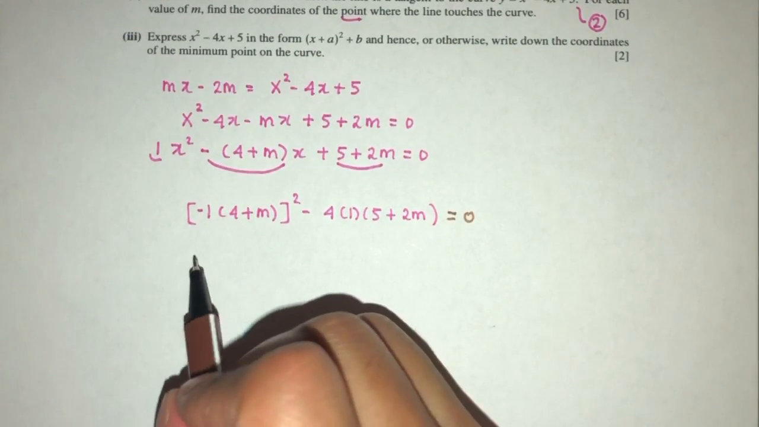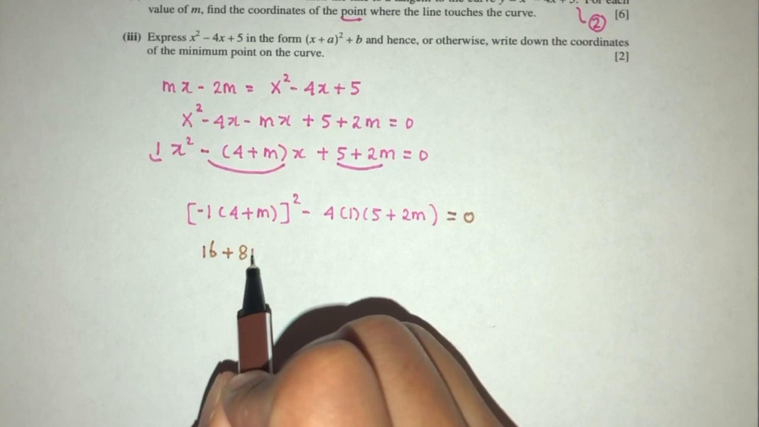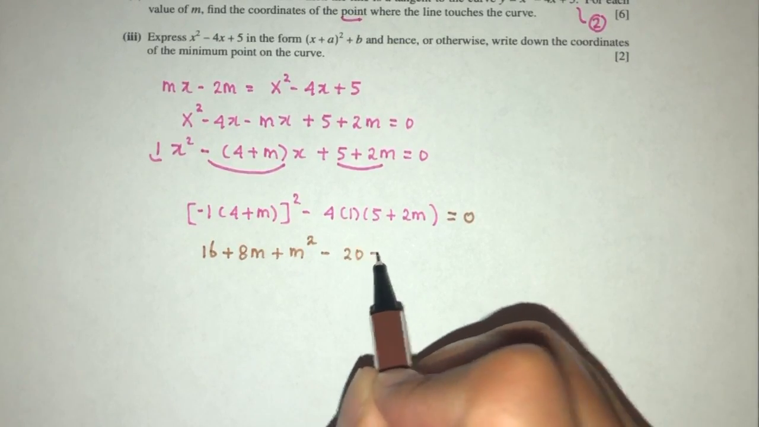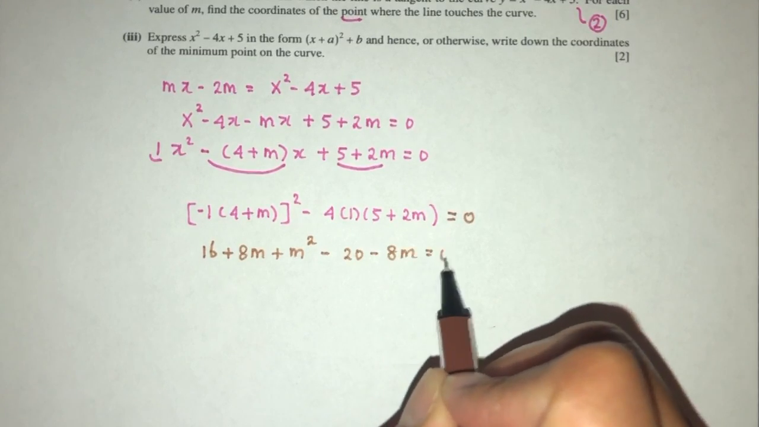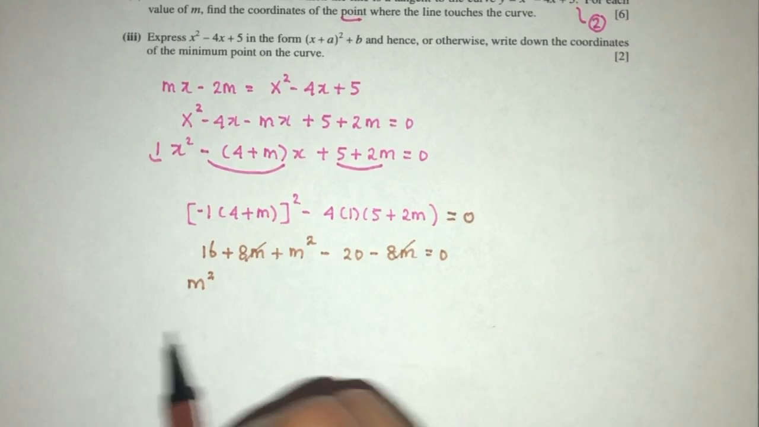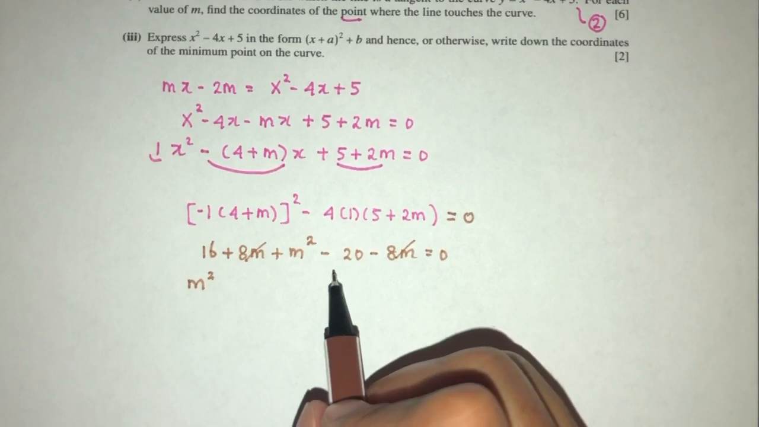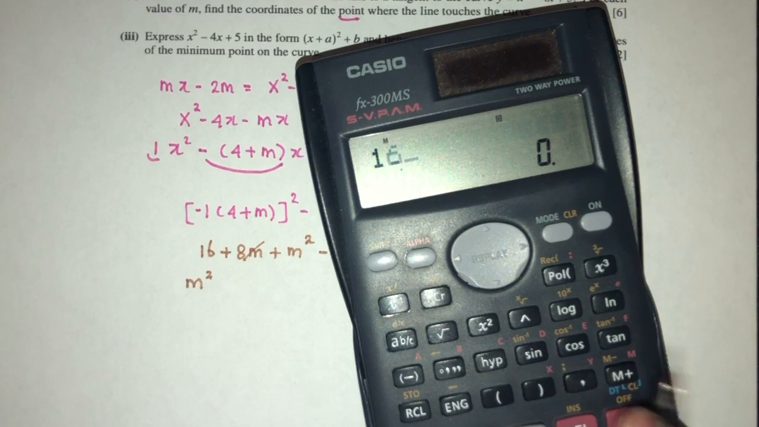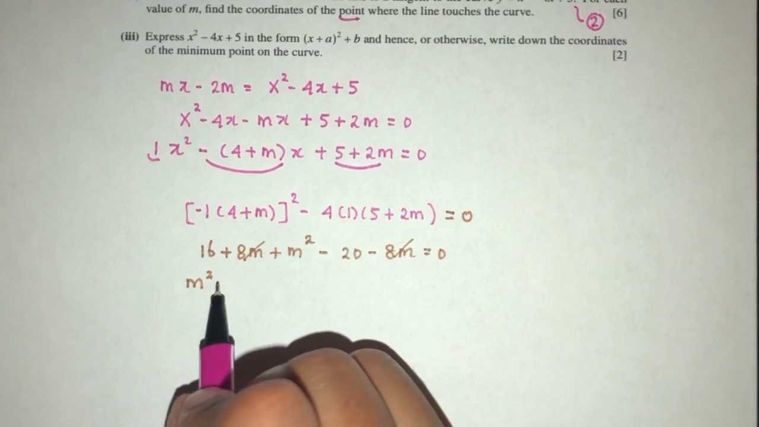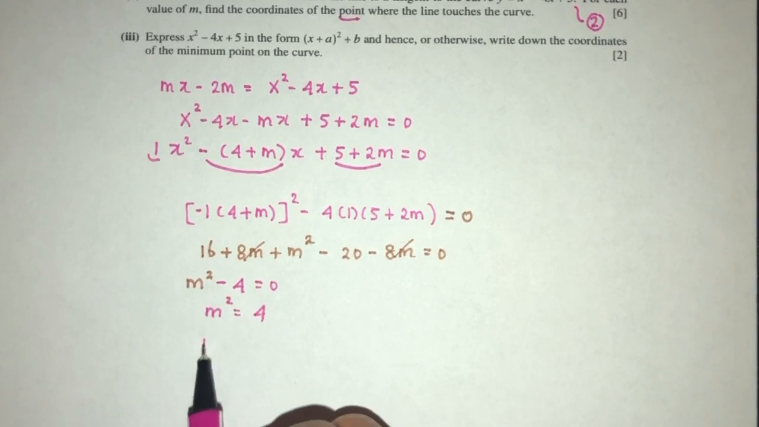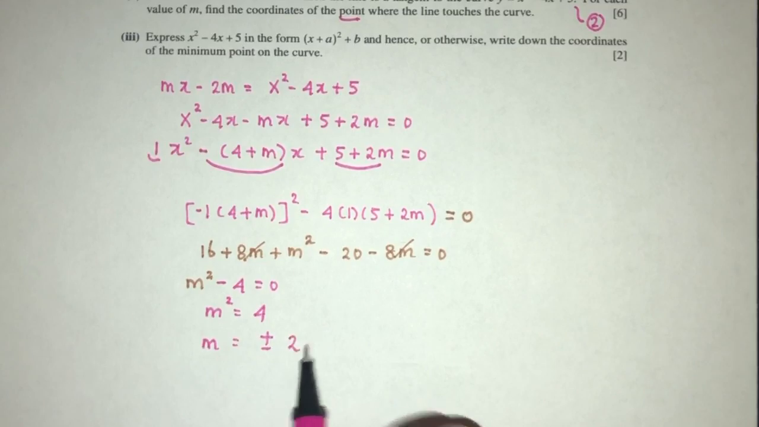Now simplify, that will give you 16 plus 8m plus m squared minus 20 minus 8m. That will be m squared. This and this will cancel out. And 16 minus this one. Let's see what happens. So here we have 16 minus 20 should be minus 4, equals 0. So m squared have to be 4, which means m have to be plus minus 2.